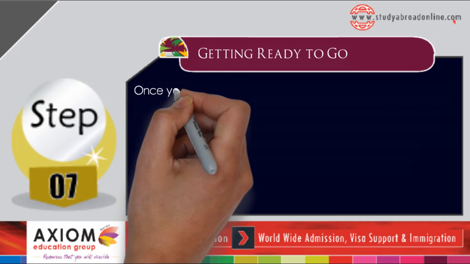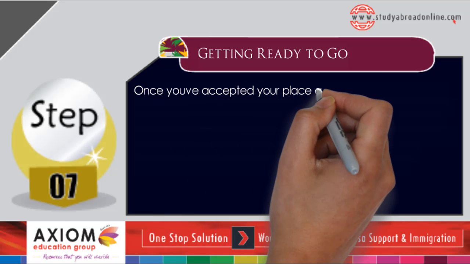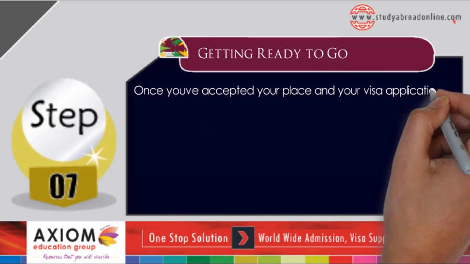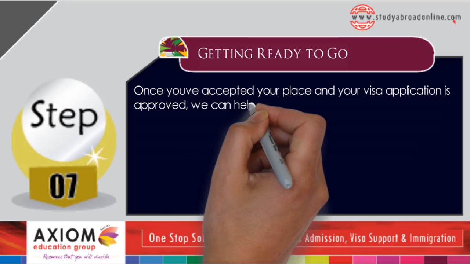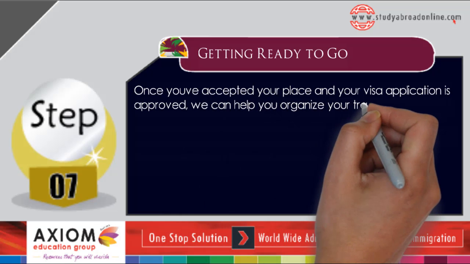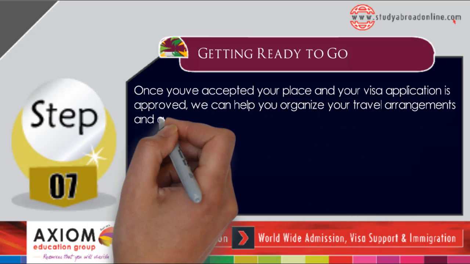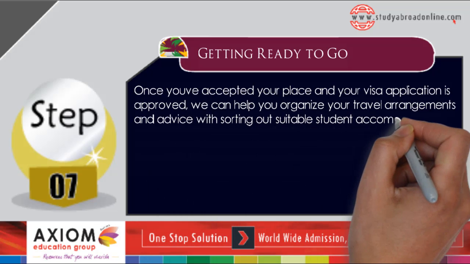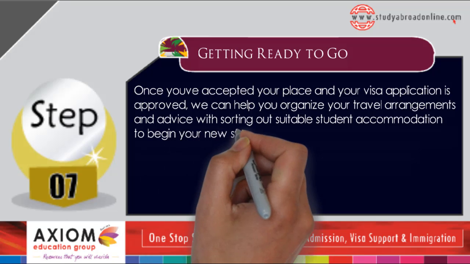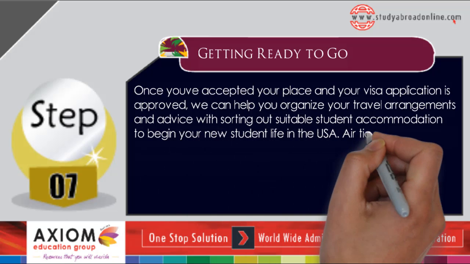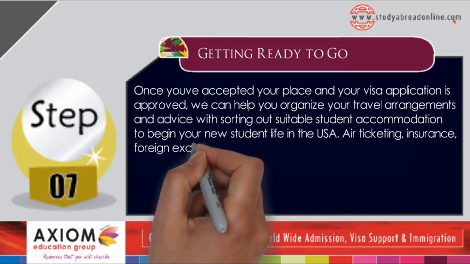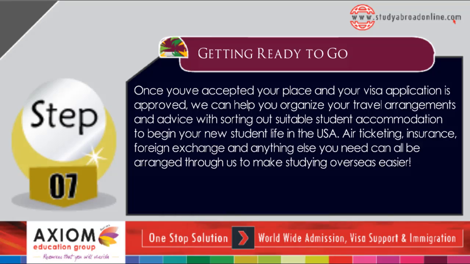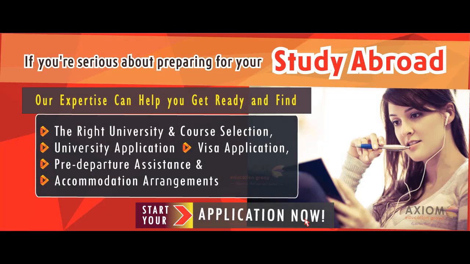And finally, we come to step 7, getting ready to go. Once you've accepted your place and your visa application is approved, we can help you organize your travel arrangements and advise with sorting out suitable student accommodation to begin your new student life in the United States. Air ticketing, insurance, foreign exchange, and anything else you need can all be arranged through us to make studying overseas easier. So wait no more.